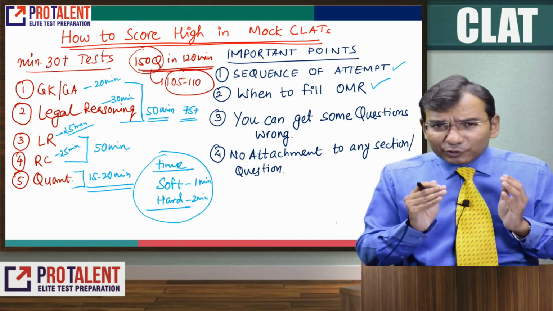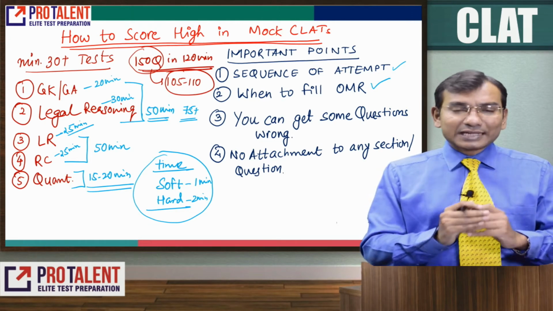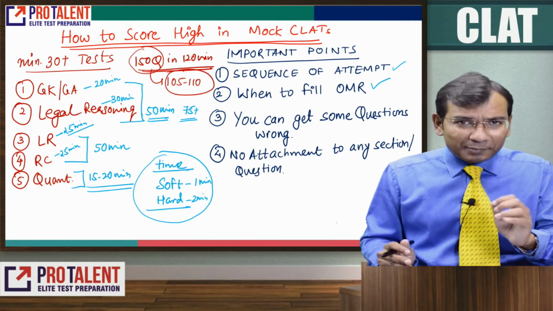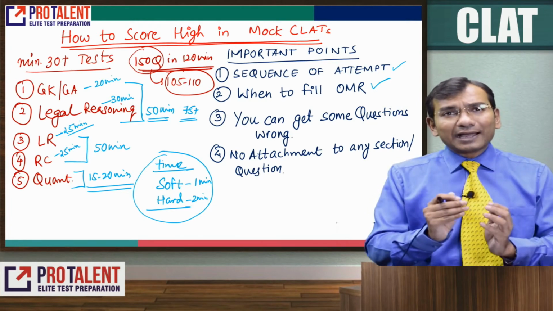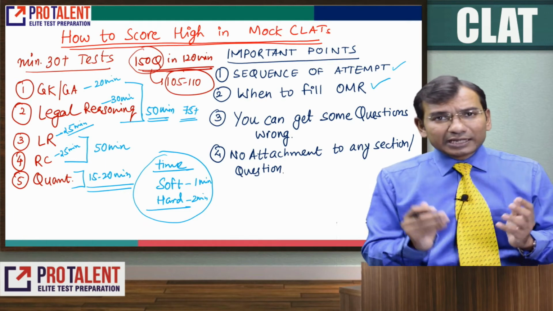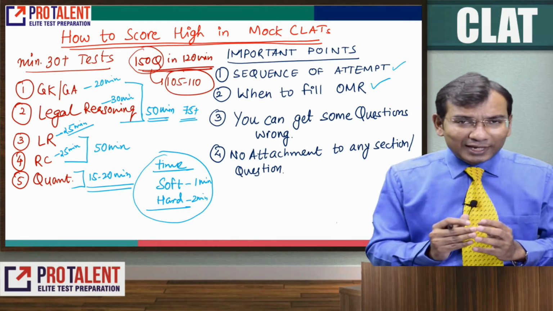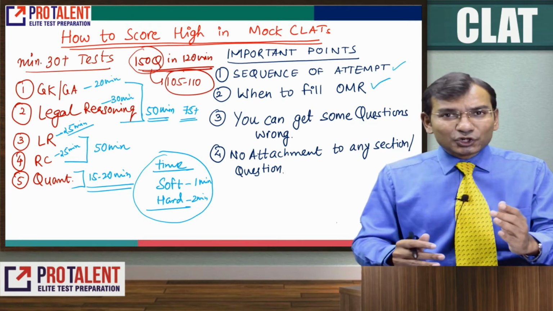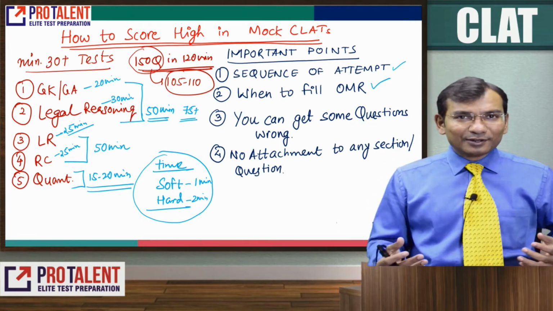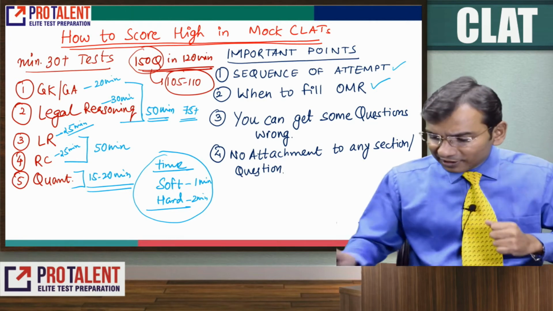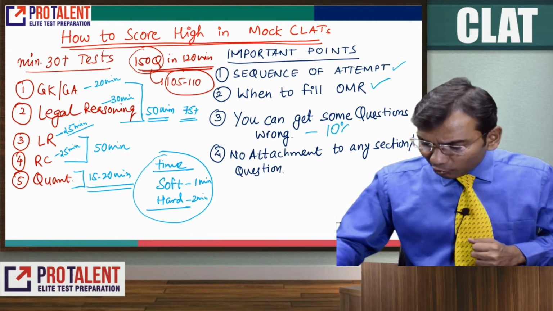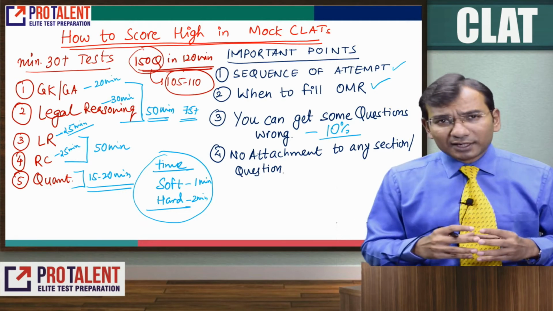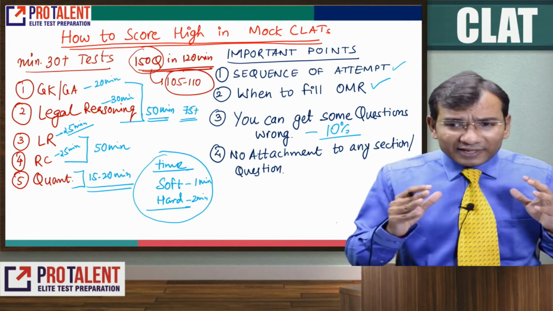Even if you get some questions wrong, that's acceptable. How many wrongs are acceptable? Let's say if I attempt 150 questions and I get 15 wrong, that's great, that's acceptable. Somewhere around 10% wrong out of my attempt should be good. This is the number I need to target: 10% of my attempt.